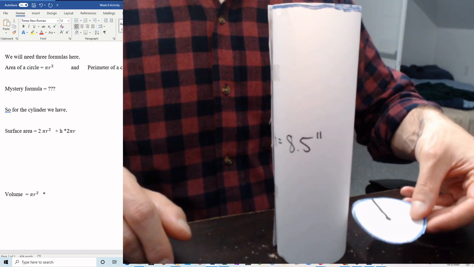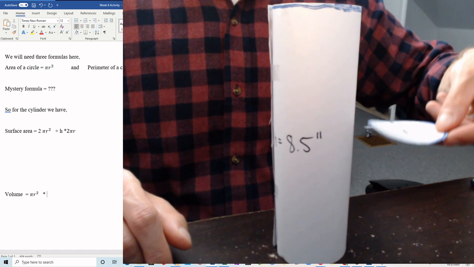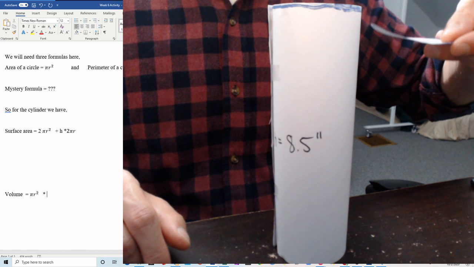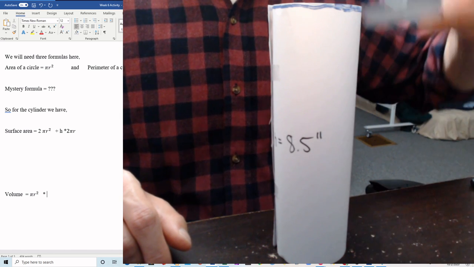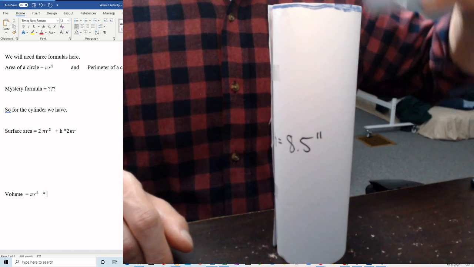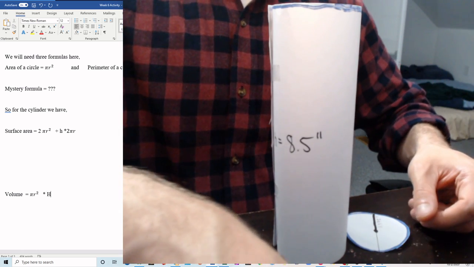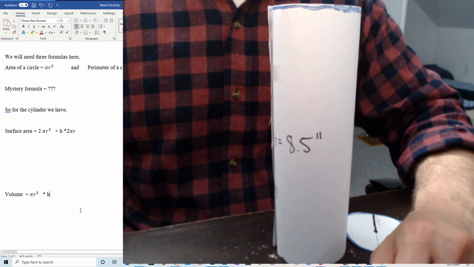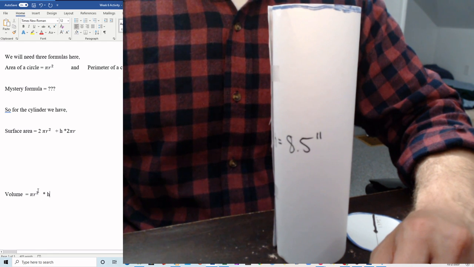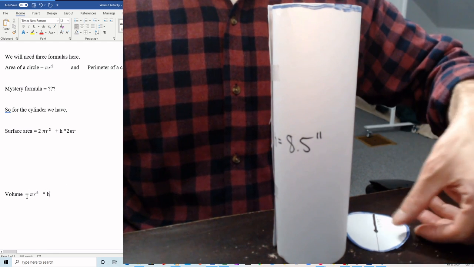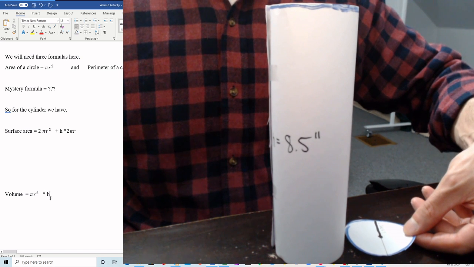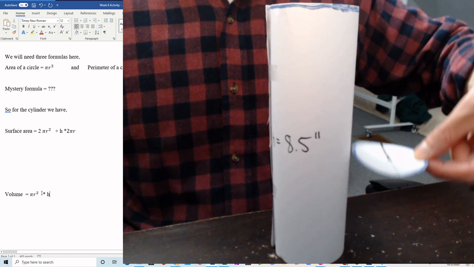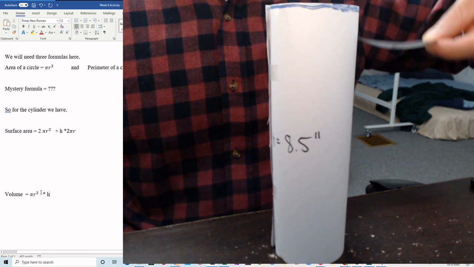And then, right, I want to add up, all the way up, and then I stop eventually. But where do I stop? I stop when I get to the height. So then I multiply by our height. So the volume then of the cylinder is the area of a circle, and then times the height, which means add up a bunch of these until you hit the height.